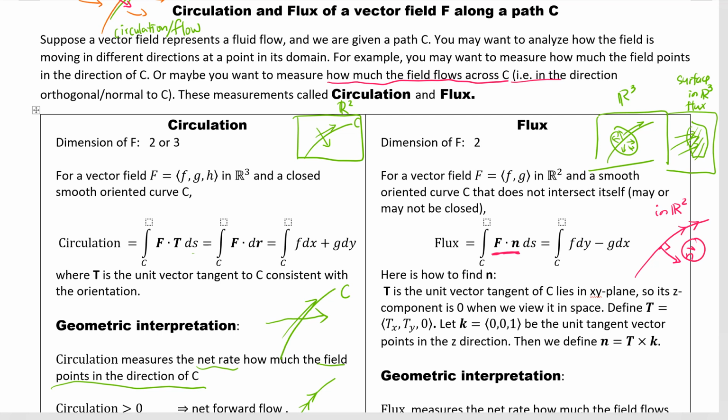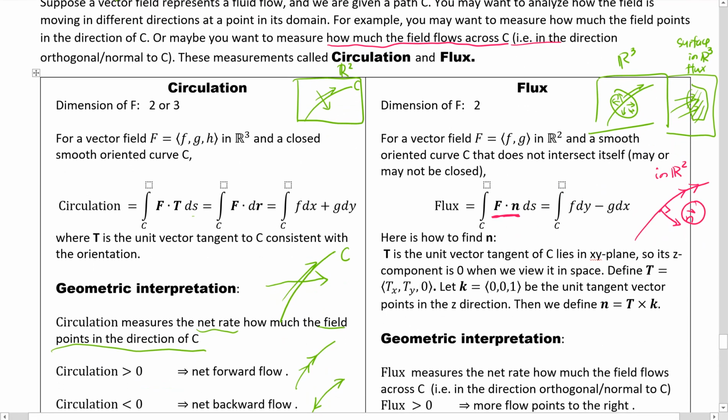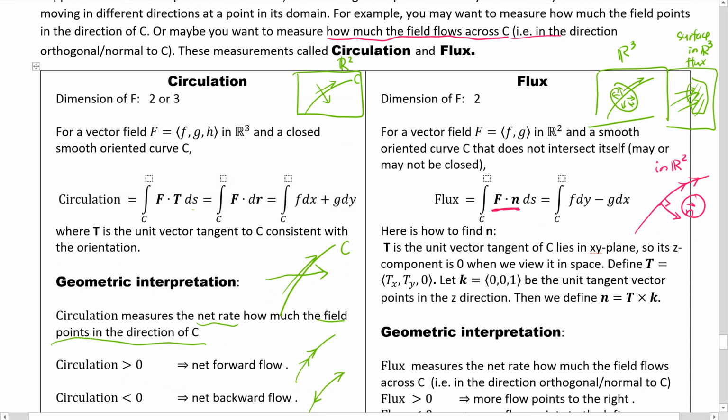and that is actually equal to... Okay, how do we get this formula? Let me explain here. This is how to find the normal vector. Well, T is the unit vector tangent to C, which lies in the xy plane, so its z component is 0 when we view it in space. Then we can define T to be (tx, ty, 0). Let k be the unit vector pointing in the z direction. Then we can define n to be T cross k.